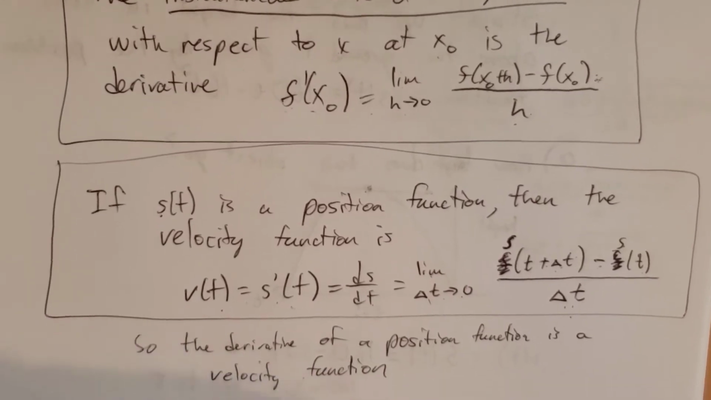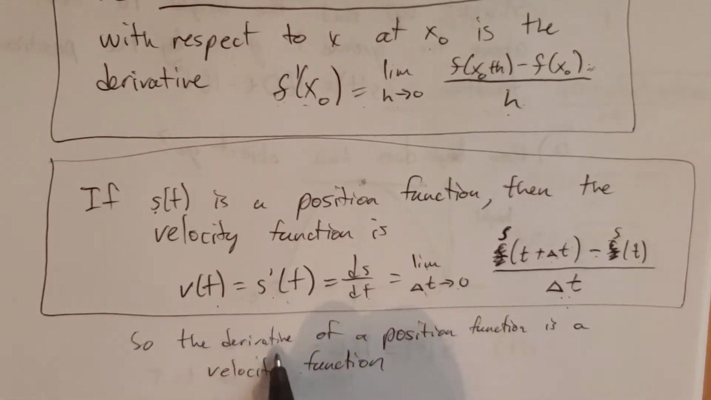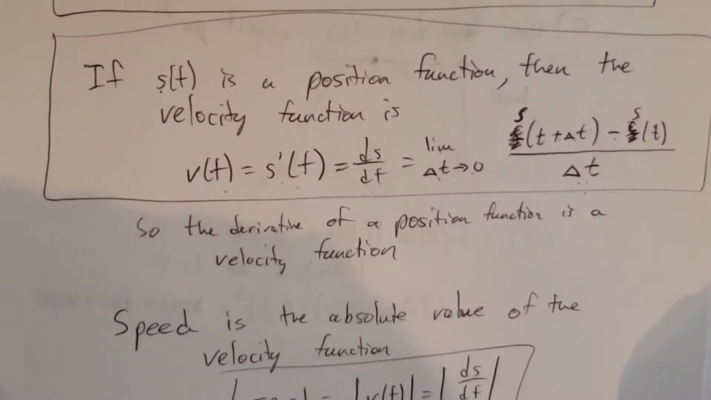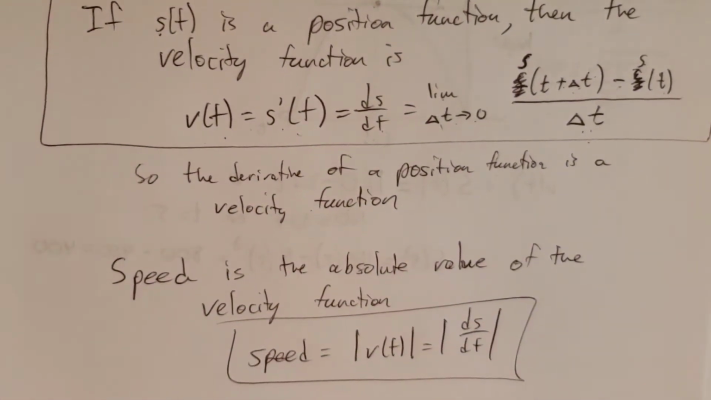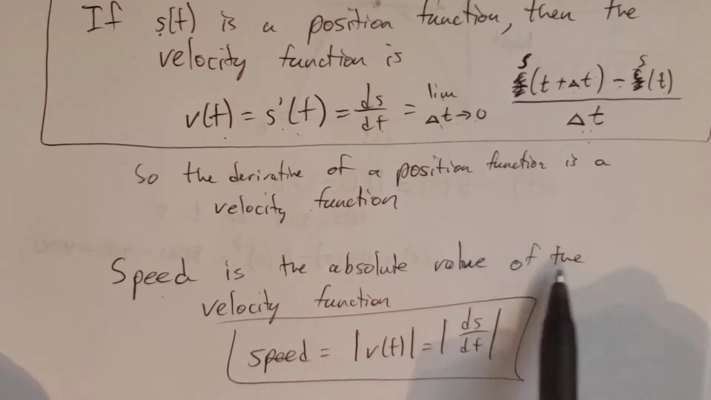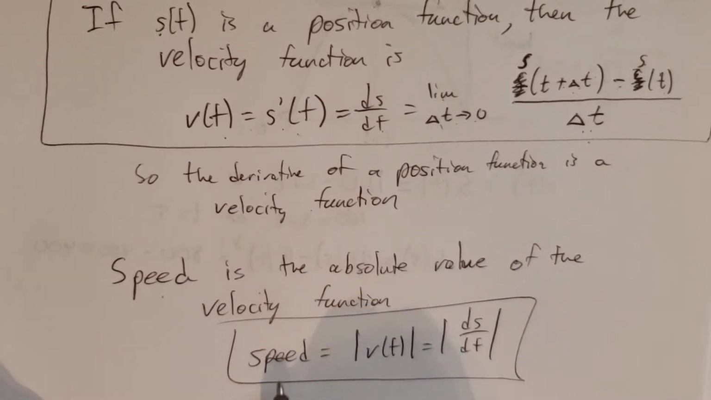And so what is that statement? Again, that statement is really that the derivative of a position function is a velocity function. So that's all you really need to get out of that: if we have a position function and you take the derivative, you get a velocity function. Moreover, the speed is the absolute value of the velocity function. So speed is the absolute value of v of t, which is the absolute value of ds dt, because again, this is the derivative of the position function with respect to time.